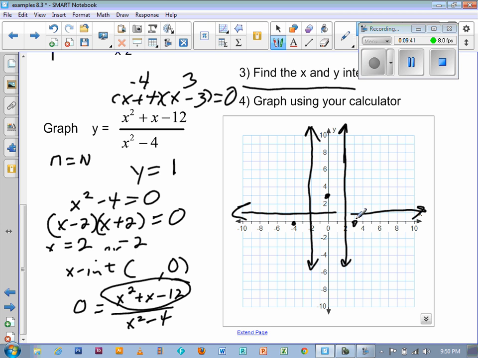Now the rest of the work can be done with your calculator. What I want you to do at this time is type this into your calculator. Make sure you enclose everything in parentheses. And the calculator will actually sketch the graph. So I'm going to give you time to do that. I'll pull up my calculator and show you what it should look like when you're done.